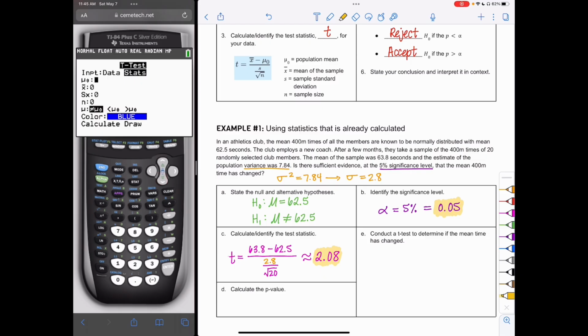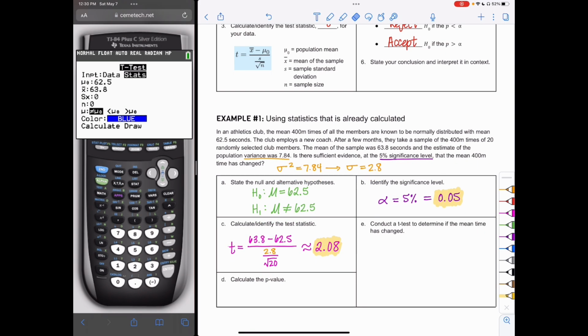So we know that mu sub 0 is going to be our population mean, which is 62.5. We know that our x bar, which is our sample mean, we are going to have that as 63.8. And then we have Sx, which stands for the standard deviation. So before we move on, I want to make sure I clarify something so there won't be any confusion.